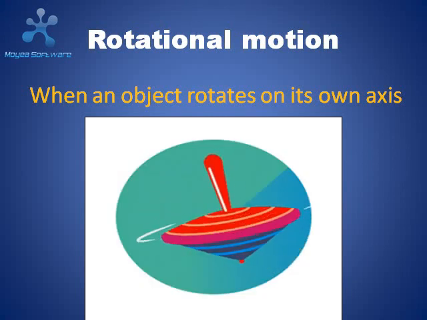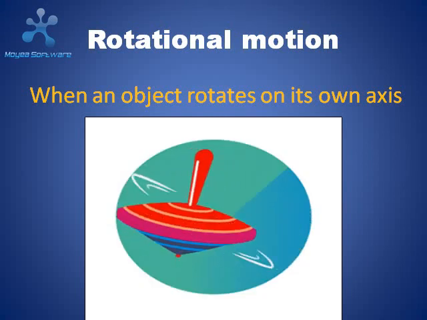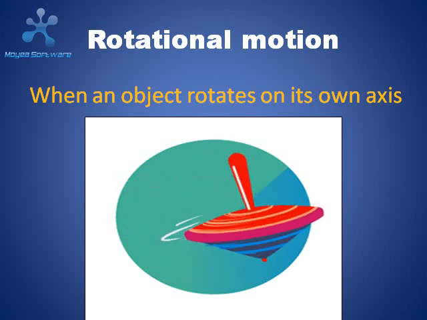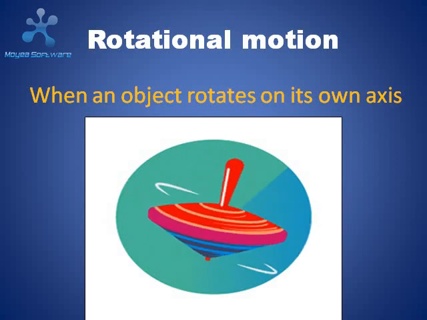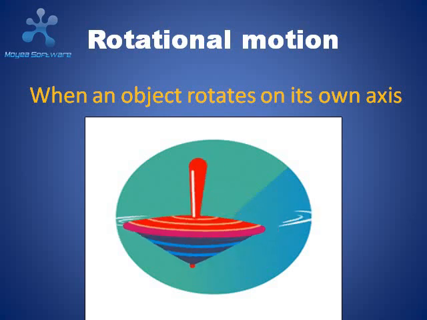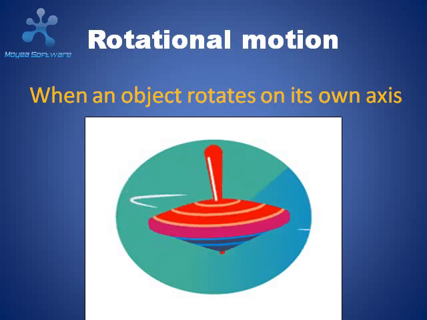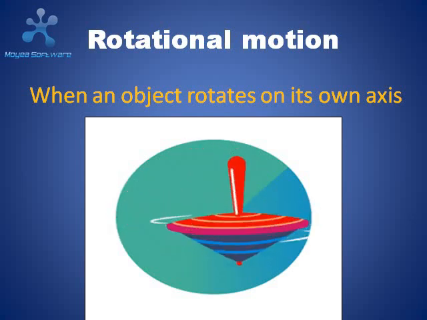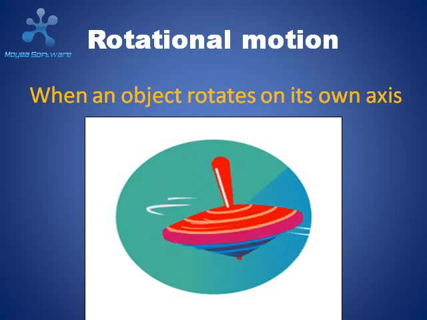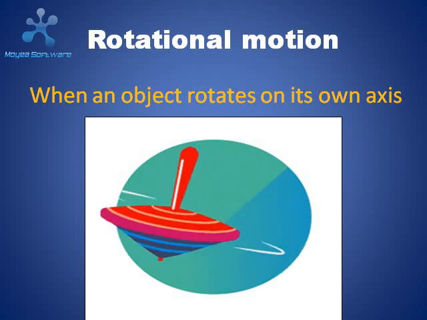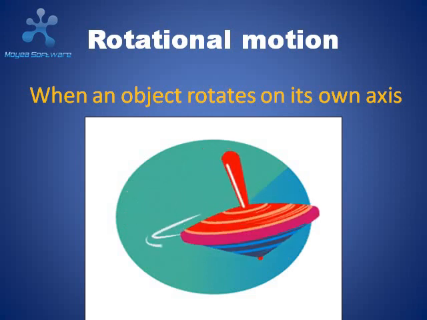If you have visited any villages nearby, you might have seen many boys playing games like top. When they play these games, you can see that the top spins on its own axis. Hence, we can say that the top is an example for rotational motion.